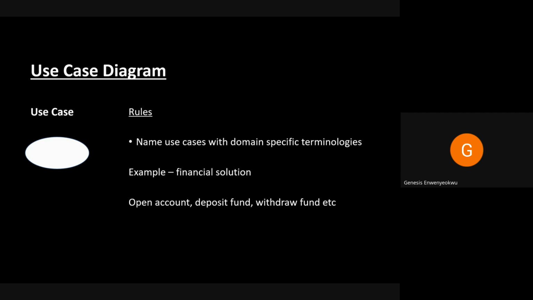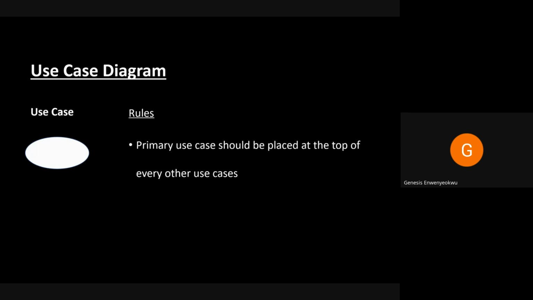So you use domain specific terminologies in your use cases, and the essence of this is to allow stakeholders, instead of you having to go through the stress of explaining at first what solution or system you're talking about, your use case can easily communicate your solution or the system, which domain it is specific to.